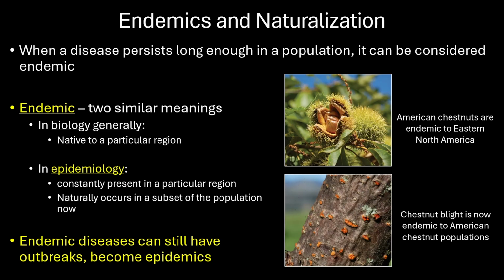In epidemiology, we can use this term in a different way. We can use it to say that a disease is constantly present in a particular region. It naturally occurs in a subset of that population now. So now chestnut blight is considered endemic to North American chestnut trees. Endemic diseases can still have outbreaks, importantly, and they can also still become epidemics. It's possible for that to still happen, even though the pathogen is considered now native to that area.